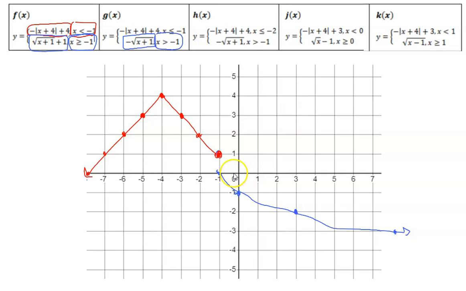That's non-inclusive, so this endpoint is going to be an open circle. And that would be our graph for g of x. Okay, now let's look at h of x.